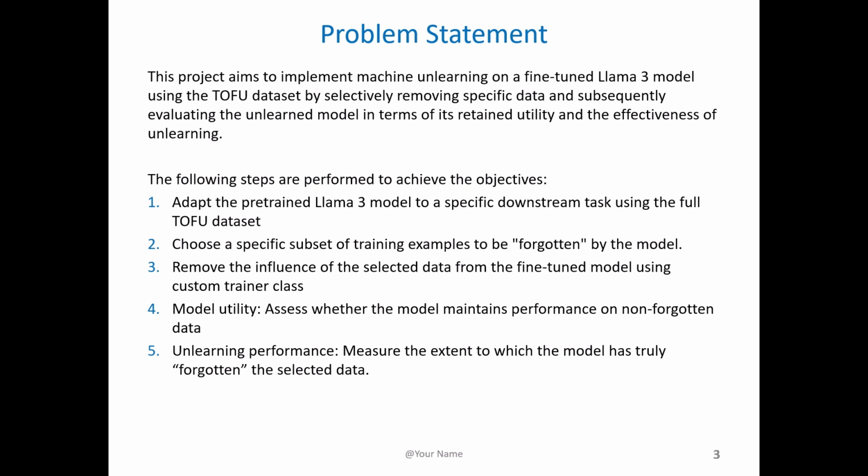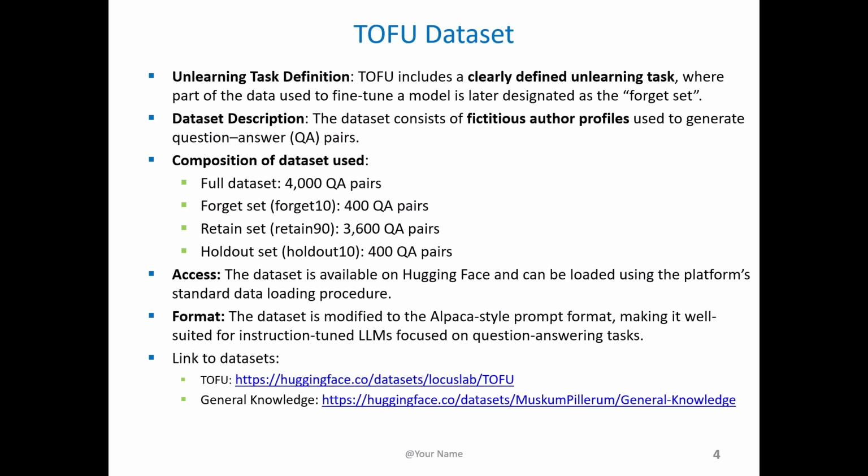Number three is to remove the influence of the selected data from the fine-tuned model using a custom trainer class. Then we are checking the model utility, assessing whether the model maintains performance on non-forgetting data, and lastly, unlearning performance, measuring the extent to which the model has truly forgotten the selected data. So, unlearning task definition: TOFU includes a clearly defined unlearning task where part of the data used to fine-tune a model is later designated as the forget set.